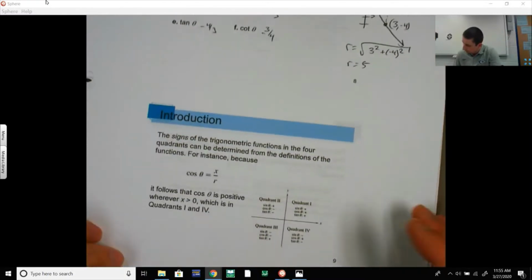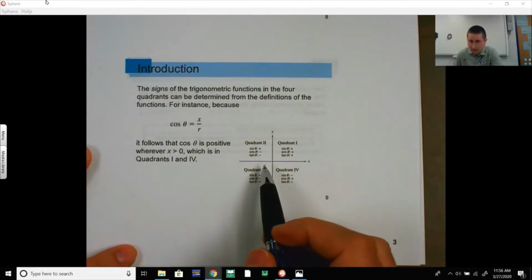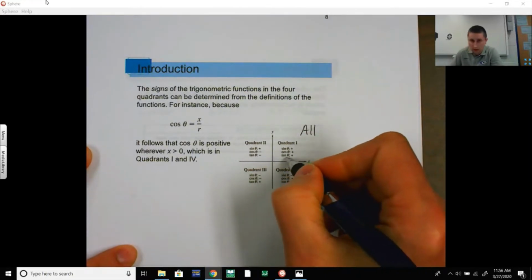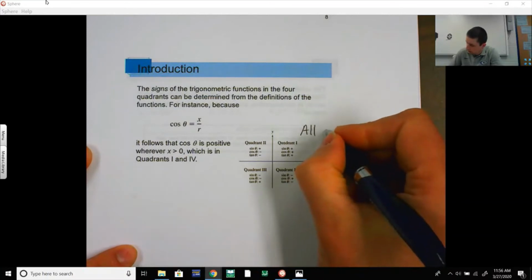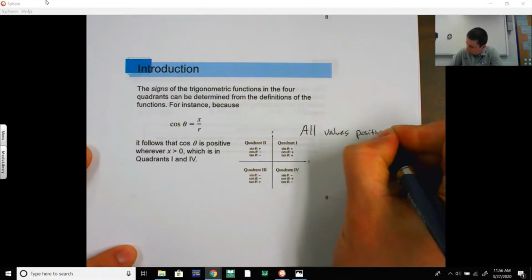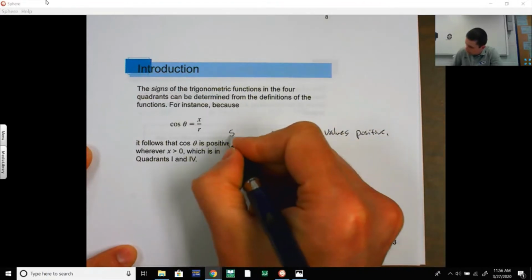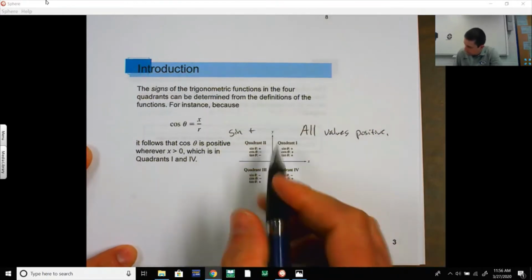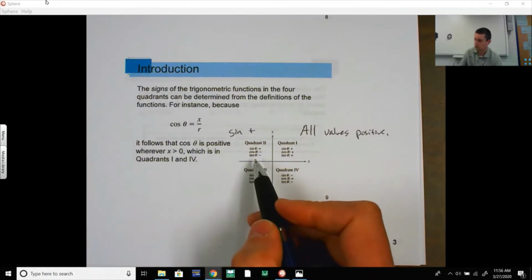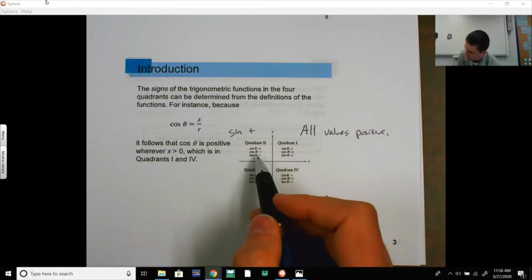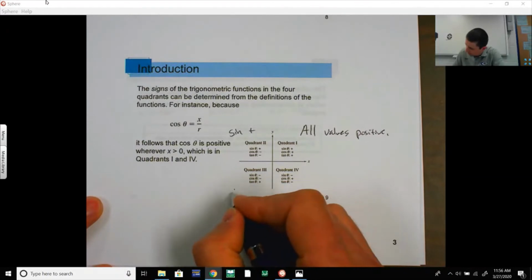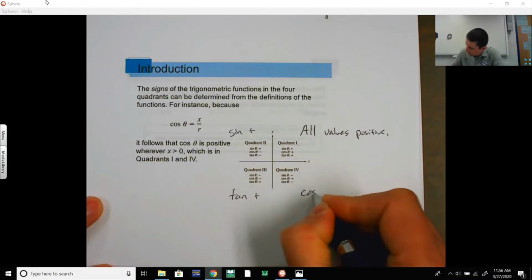So from that, the quadrants we've talked about, in the first quadrant, sine, cosine, tangent are all positive. So all values are positive. In the second quadrant, only sine is positive. Cosine, remember, is x. X is negative. Tangent is y over x. So if x is negative and y is positive, tangent is negative as well. So sine is positive here. Down here, tangent is positive. And over here, cosine is positive.